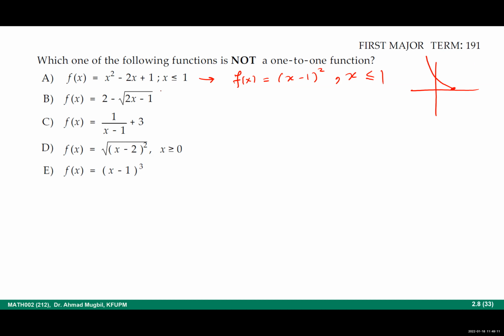What about this? It is a square root, and you know the square root is always increasing. This function will decrease when you reflect it. So it will be like this at the beginning, then reflected, then shifted up. So it will be one-to-one.